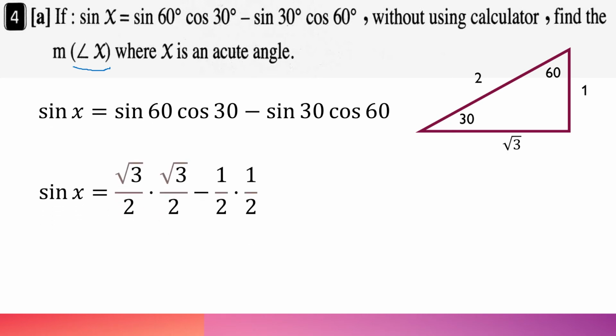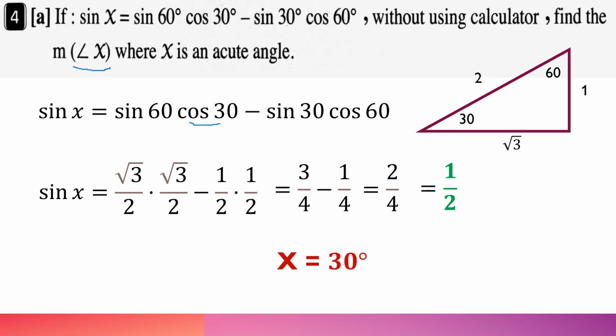Let's substitute. Sine 60 is root 3 over 2. Cosine 30 is root 3 over 2 minus sine 30 is 1 over 2 times cosine 60 is 1 over 2. The whole quantity gives me 3 over 4 minus 1 over 4, which is 2 over 4. The final answer gives me 1 over 2. We have memorized that when sin x is 1 over 2, we immediately know the angle is 30.